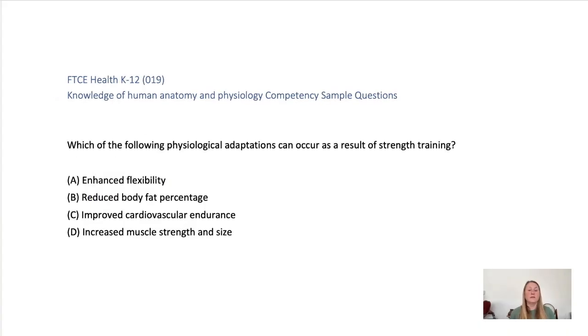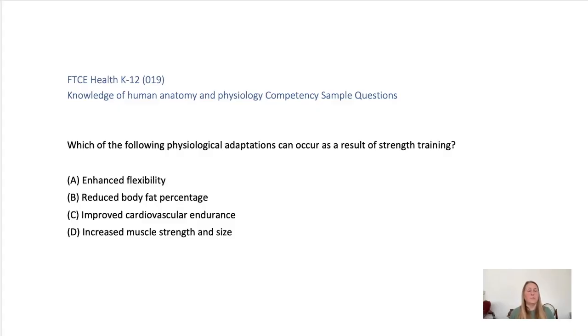Which of the following physiological adaptations can occur as a result of strength training? A, enhanced flexibility, B, reduced body fat percentage, C, improved cardiovascular endurance, or D, increased muscle strength and size? A, enhanced flexibility is incorrect. Flexibility improves with stretching, not strength training.